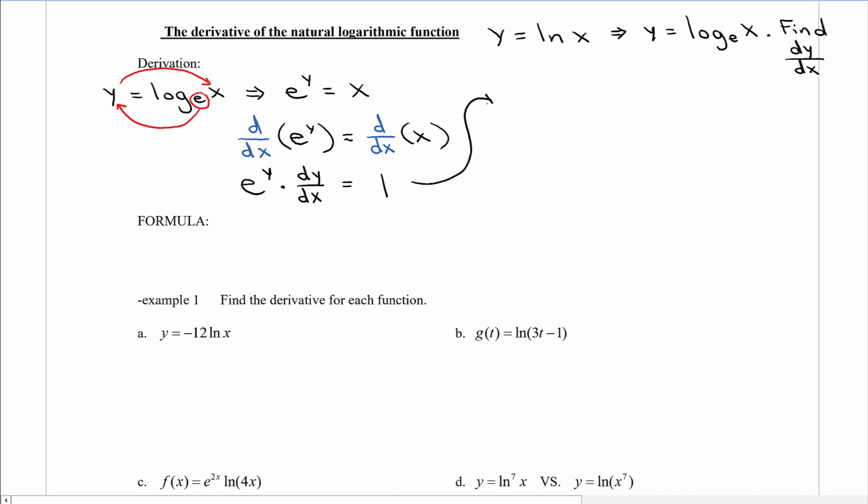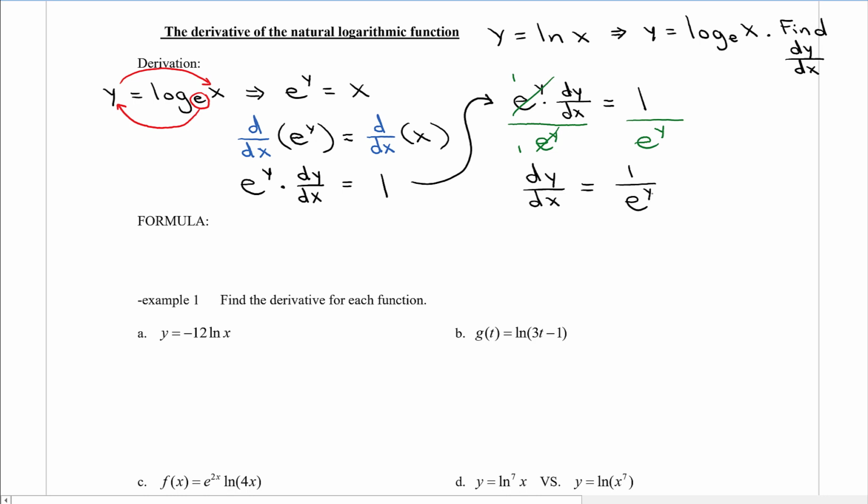I'm going to draw an arrow here pointing from this equation up to the upper right hand side of the screen, and I'm going to rewrite my equation: e raised to the y power times dy dx is going to be equal to 1. I need to solve for dy dx, so I'm going to divide both sides of the equation by e raised to the y power. This is going to cancel out the e to the y's on the left hand side, or they're going to divide out and equal 1. And we will have dy dx is equal to 1 over e raised to the y power.